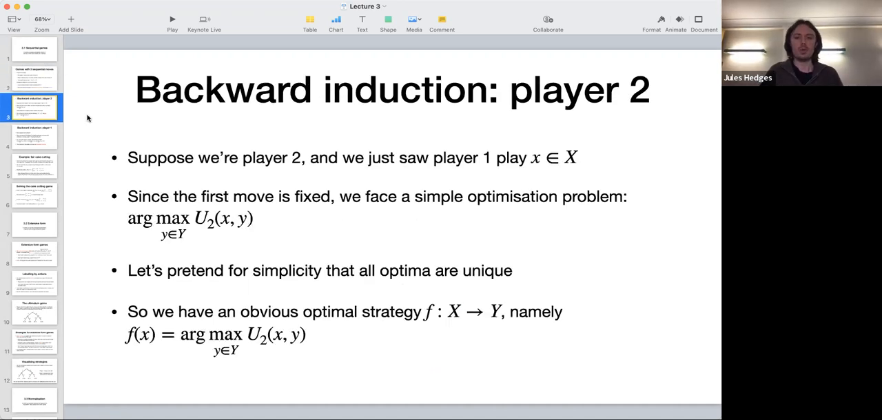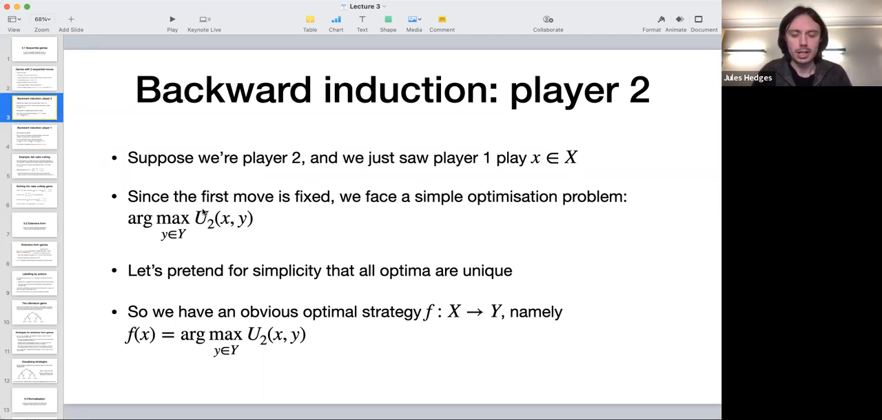Okay, now we can solve this game by an important method called backward induction, and we're going to come back to backward induction a lot, but this is a first introduction to it. So the idea goes like this. Suppose we are player 2 and we've just observed some particular move, call it small x. Because small x has been fixed, as player 2, we're facing a simple optimization problem, namely choose y maximizing u_2(x, y), our payoff function.